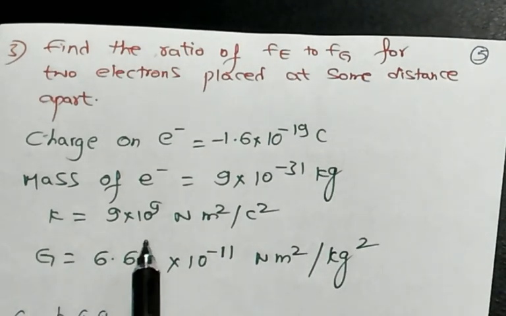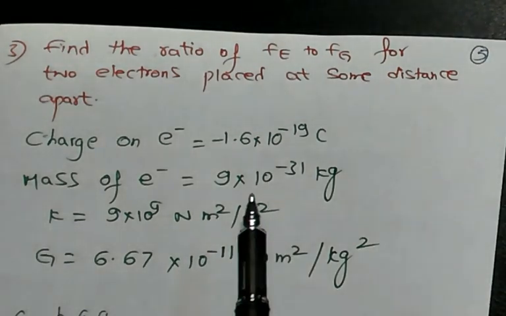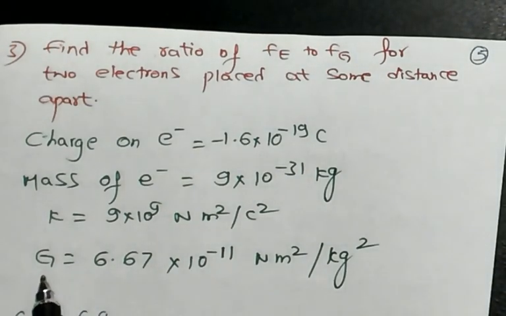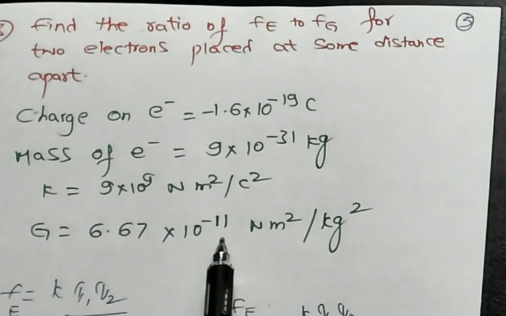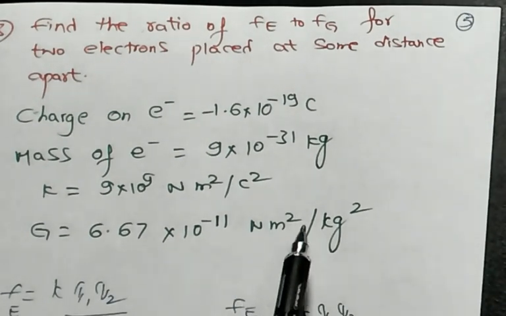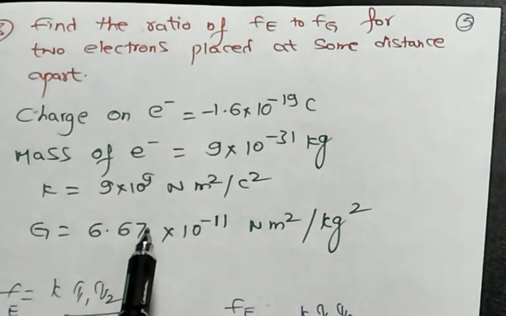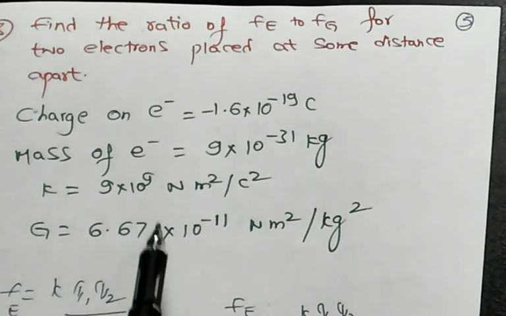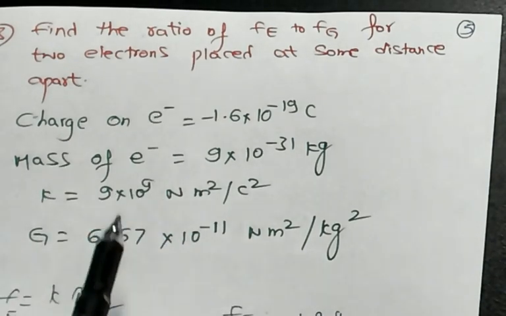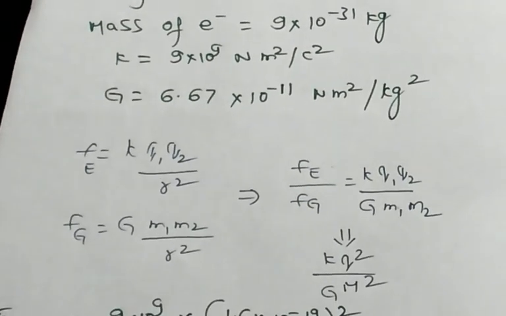K is equal to 9 into 10 to the power of 9 newton meter square divided by coulomb square. And what is the gravitational constant? 6.67 into 10 to the power of minus 11 newton meter square per kg square. If you forget these values, it is like the warrior Karna forgetting the mantra in the battlefield. That is the reason you need to remember it perfectly. Now, let us calculate the challenge given by the examiner.